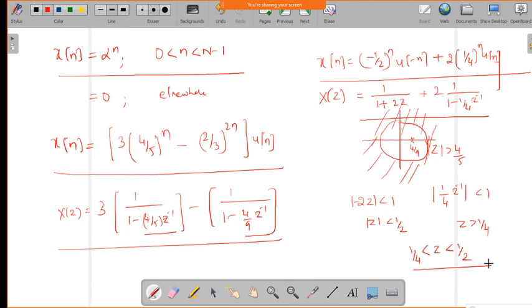So are you getting this one? So we can represent the ROC as two circles, and it will exist between them. So say for example this is 1 by 4 and this is 1 by 2. So in between you will have the ROC. Okay, are you getting? Yes, sir. Okay, so this is the ROC you will get.